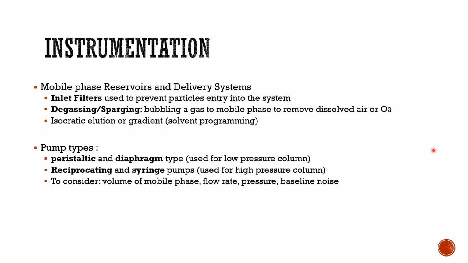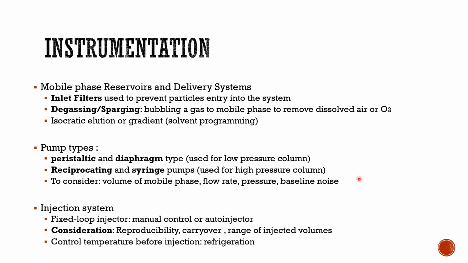The pumps themselves, there are different types of pumps. It can be peristaltic or diaphragm type. This is when you use a low pressure column. When you have a high pressure column, you can use reciprocating and syringe pumps. It depends how you will inject the sample depending on the pressure you want to apply. And you have to consider the volume of the mobile phase, the flow rate, the pressure, the baseline noise. All will be controlled by a specific type of pump.